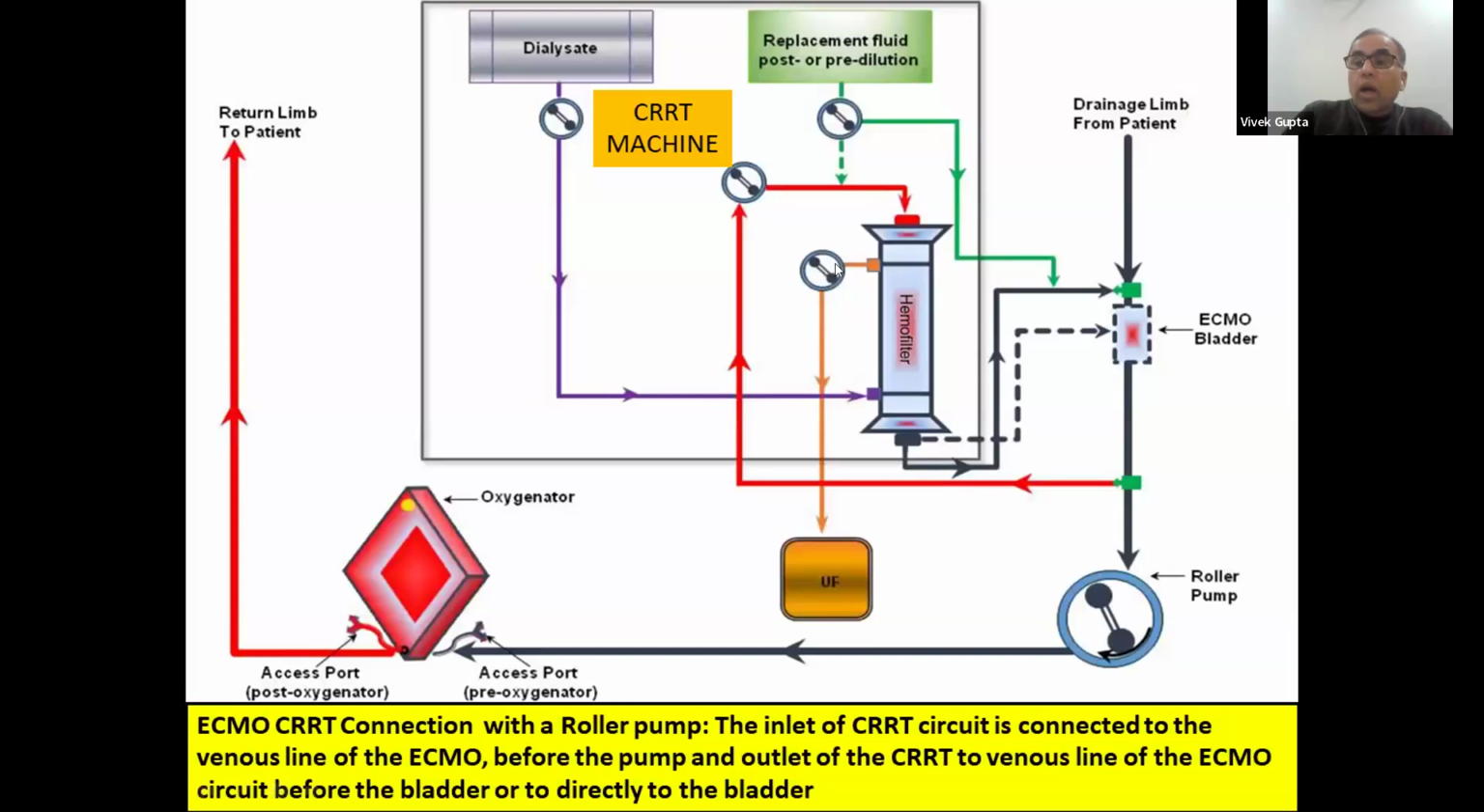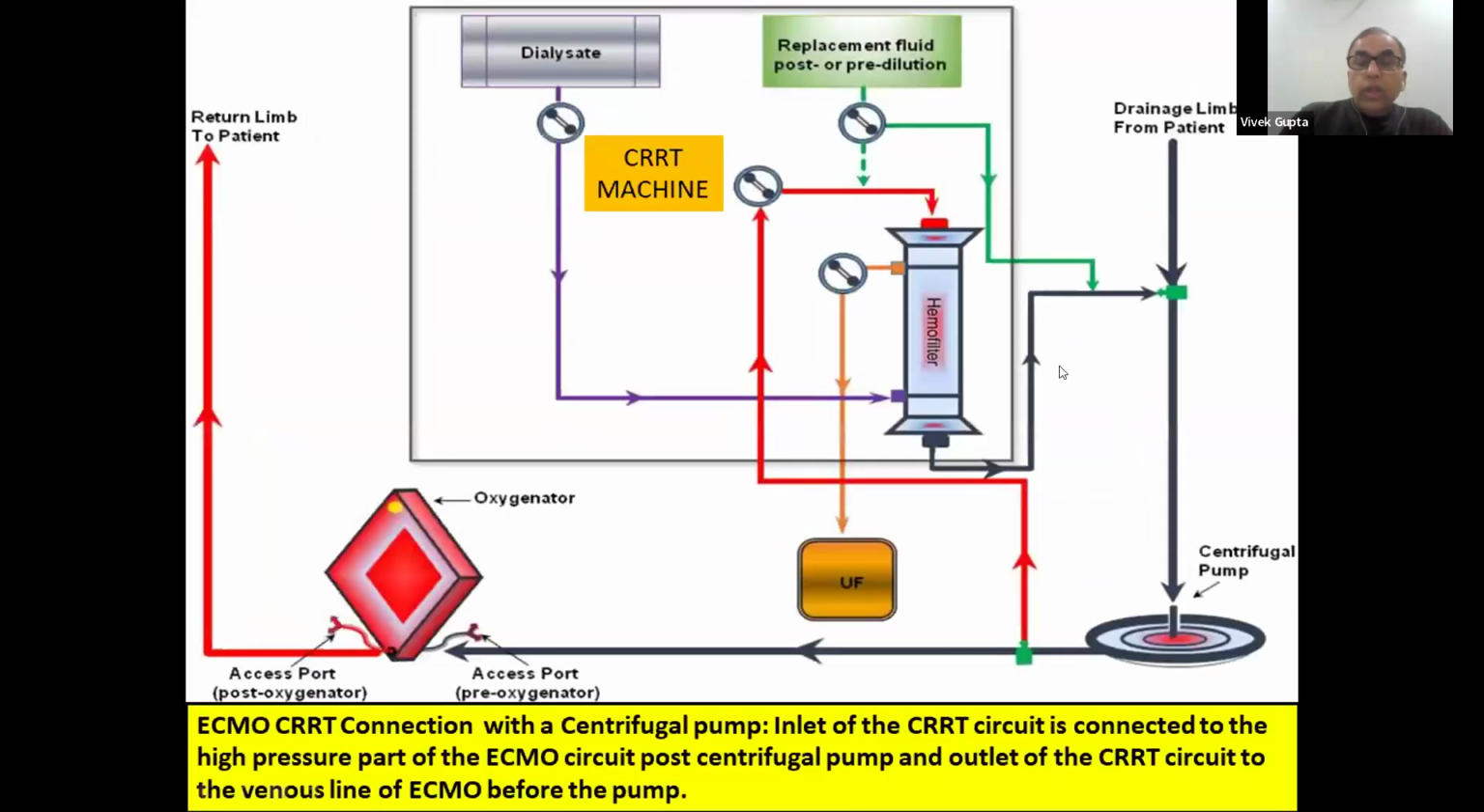So we can see this, one of the combination of the circuit, there can be different places where you can connect your circuit. So you can see here, this is the drainage limb of the patient, this is the pump, this is the oxygenator, and it is going back. So this is one, if you're using a roller pump, then possibly it should all be the pre-pump. But if you are using a centrifugal pump, which we commonly use for the ECMO itself, then multiple combinations are possible: pre-oxygenator, and the return line can be connected before the pump itself.